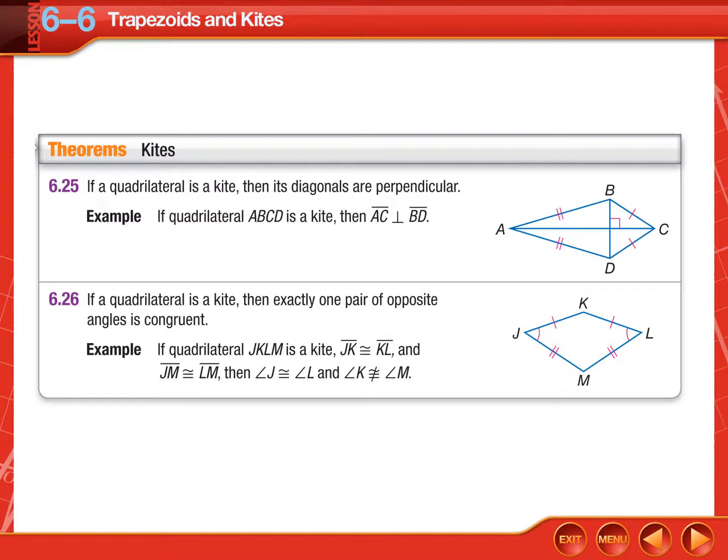All right, then the next one says if a quadrilateral is a kite, then exactly one pair of opposite angles is congruent. Exactly one pair, and that pair is between the different length sides. So it's not between the two consecutive sides that are congruent to each other, it's between the two sides that are not congruent to each other.